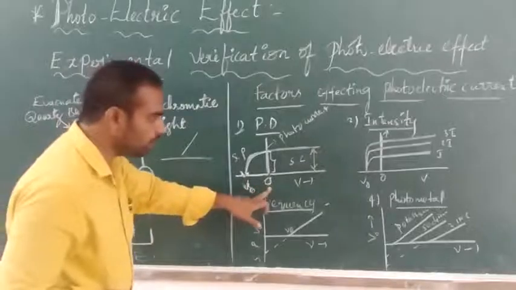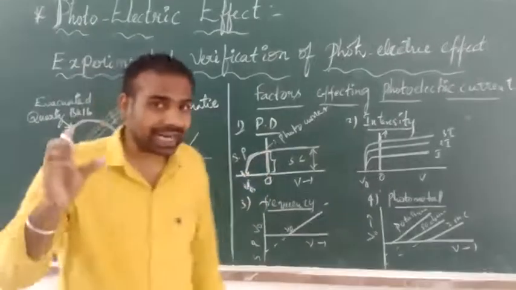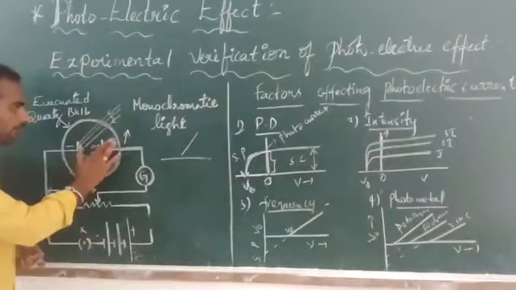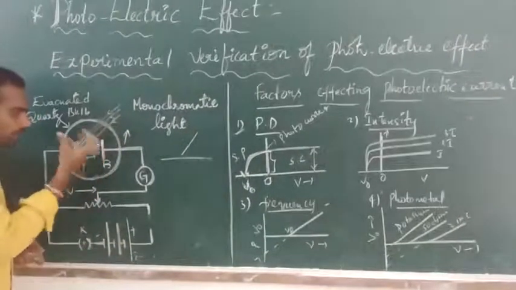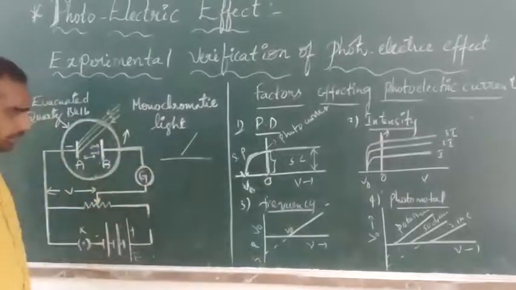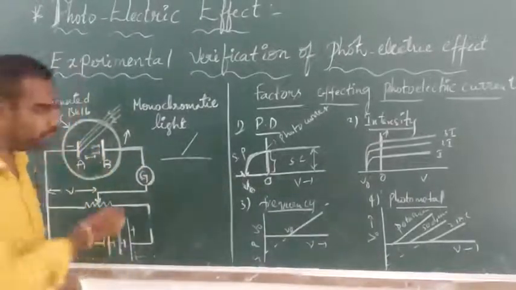Even though the potential is zero, there is some current due to the kinetic energy of the electrons. Even though there is no potential, some of the electrons will have that energy and will reach plate B, and some current will be there. Okay? Is it clear?